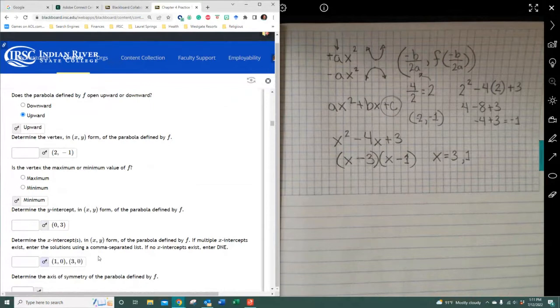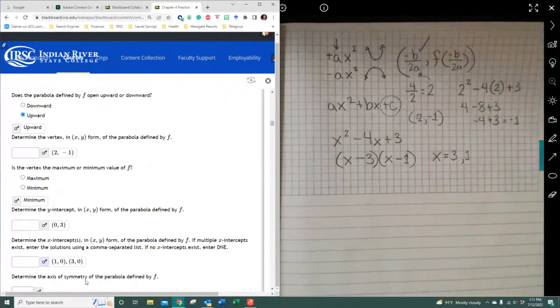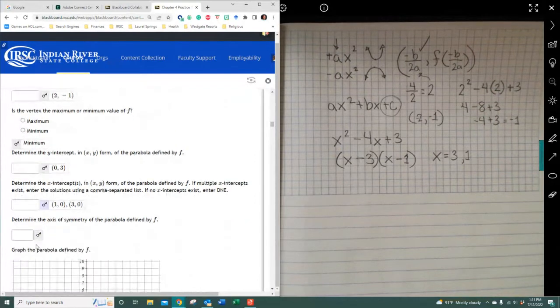Now, determine the axis of symmetry. It is always the same thing as whatever you write for the x value of our vertex. So it's the same value. So it's going to be x equals 2. Now, always write it as an equation, not as a number, okay?